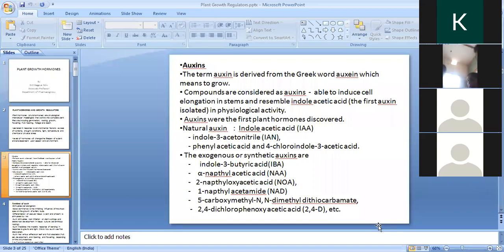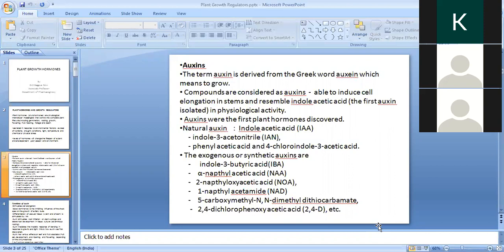The very first plant growth regulator is your auxin. It is the very first plant hormone which has been discovered. The natural auxins are indole-3 acetic acid, indole-3 acetonitrile, phenyl acetic acid, and 4-chloro-indole-3 acetic acid. And the synthetic ones are indole-3 butyric acid, alpha-naphthyl acetic acid, 2-naphthyloxyacetic acid, 1-naphthyl acetamide, 5-carboxymethyl N,N-dimethyl dithiocarbamate, and 2,4-dichlorophenoxyacetic acid.